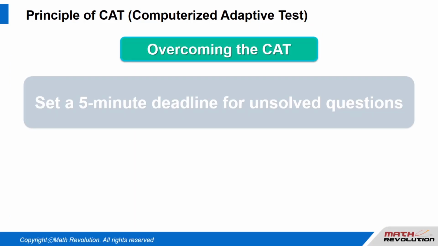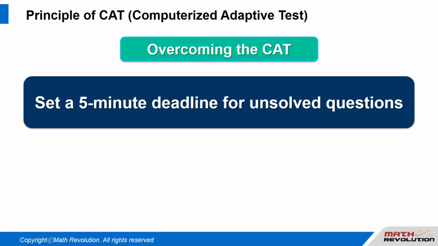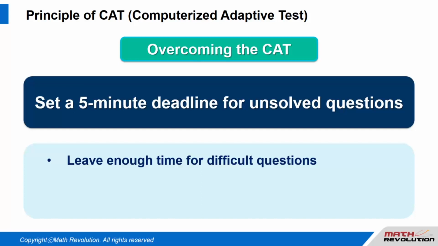Overcoming the CAT. Set a 5-minute deadline for unsolved questions. This is the best way to deal with the CAT. If students get answers incorrect consecutively, their overall score is affected. Also, it is important to leave enough time for difficult questions later in the exam where you can solve easy questions in 1 to 1.5 minutes. Therefore, make it a habit to solve unsolved questions with a maximum of 5 minutes.